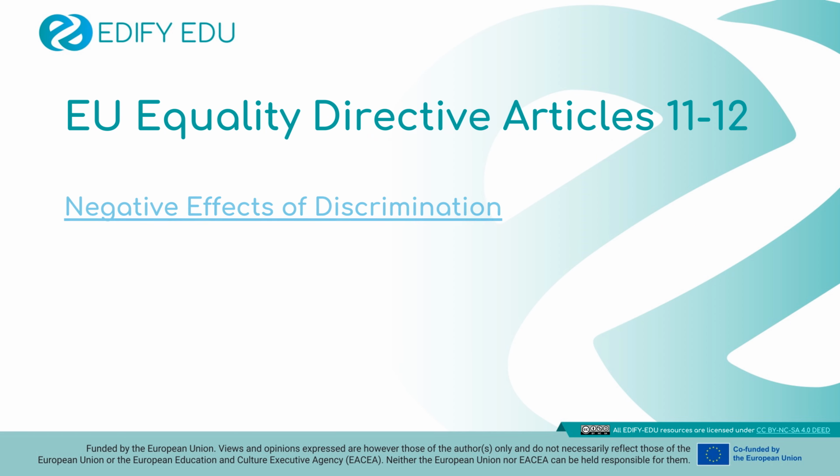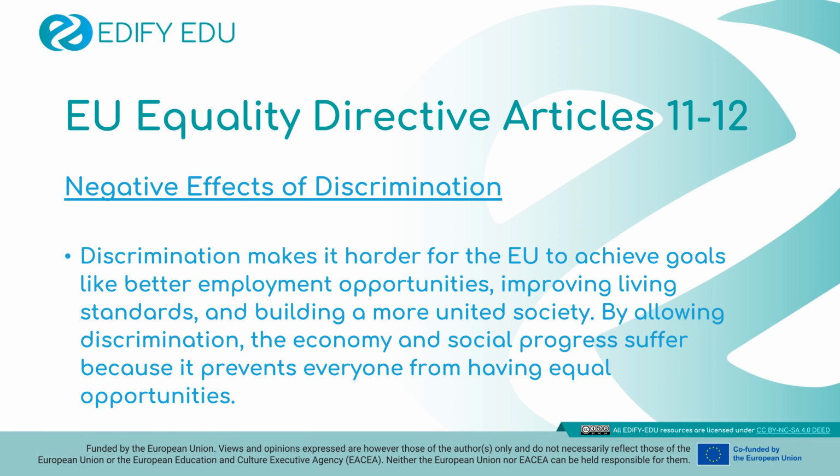Negative effects of discrimination. Discrimination makes it harder for the EU to achieve goals like better employment opportunities, improving living standards, and building a more united society. By allowing discrimination, the economy and social progress suffer because it prevents everyone from having equal opportunities.